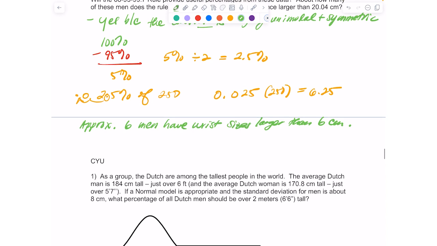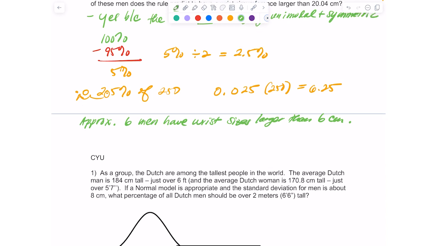If you could, please pause the video and try the next problem. There's a set of them. You're going to use the empirical rule for each of those problems to calculate some information.